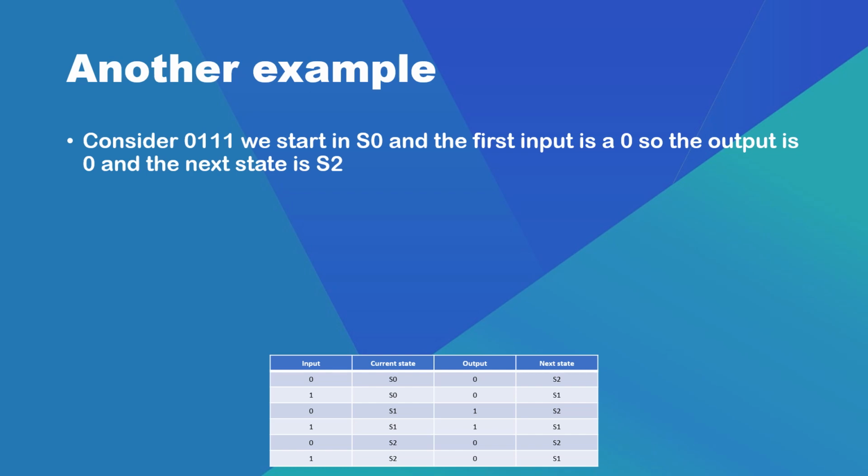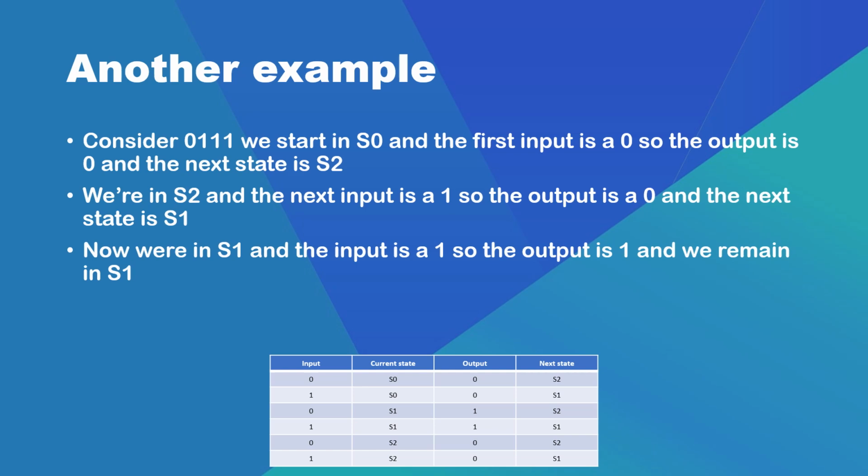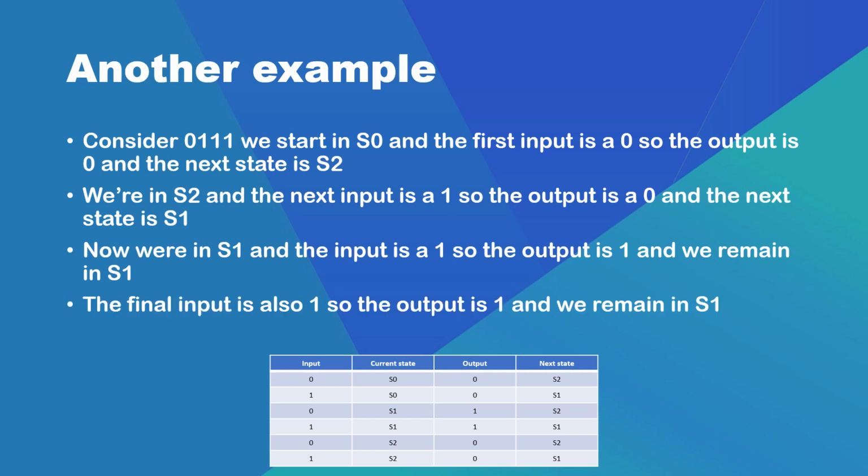We start in state 0, and the first input is a 0, so the output is a 0, and the next state is state 2. If we're in state 2, and the next input is a 1, then the output is a 0, and the next state is state 1. Now we're in state 1, and the input is a 1, so the output is also a 1, and we remain in state 1. The final input is also a 1, so the output remains 1, and we again remain in state 1. Our output is now 0011.